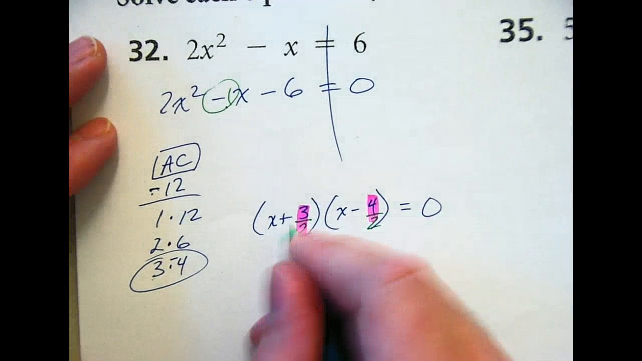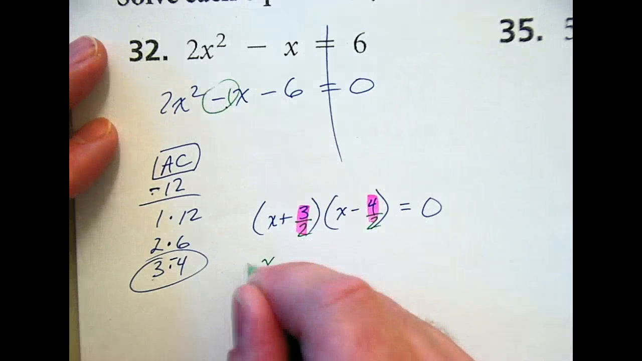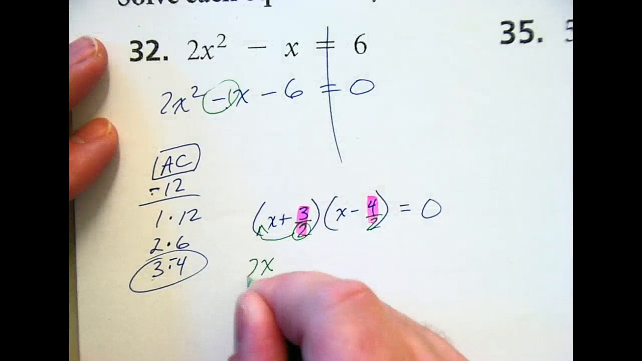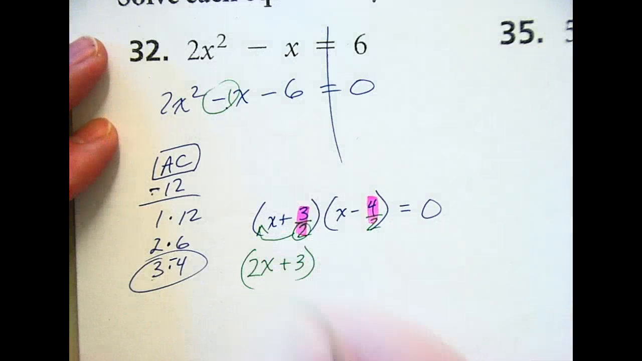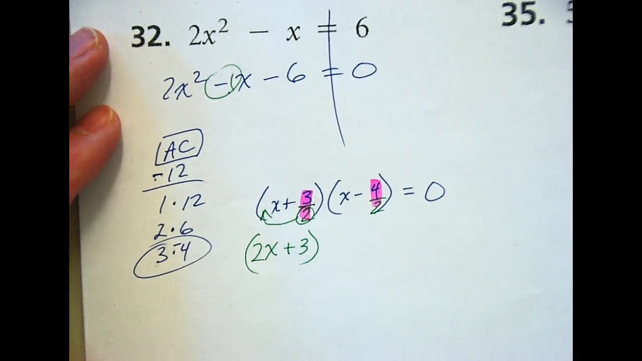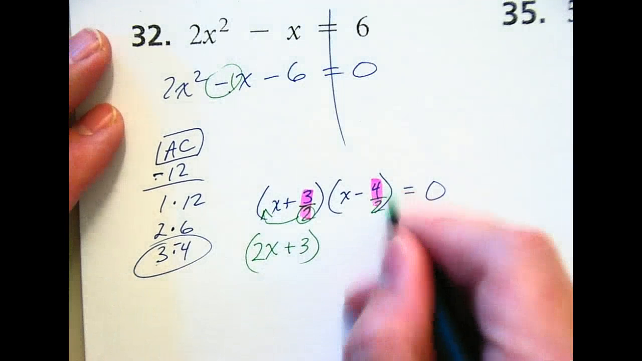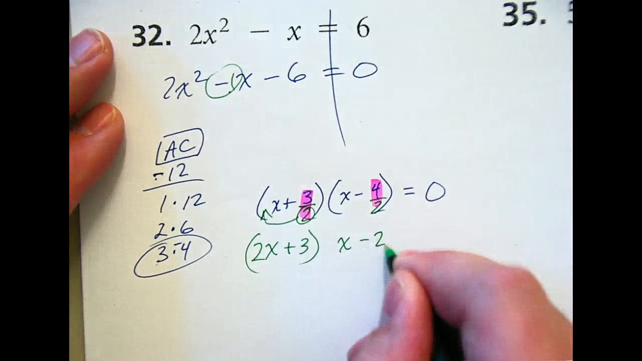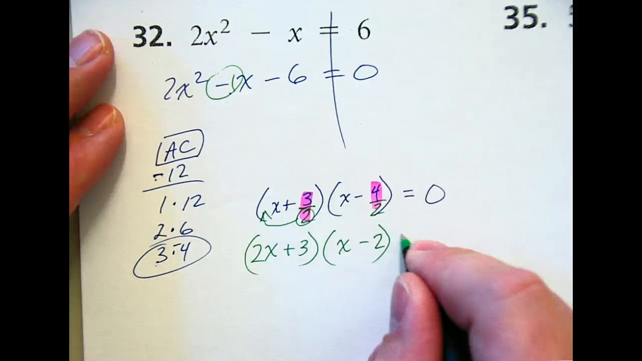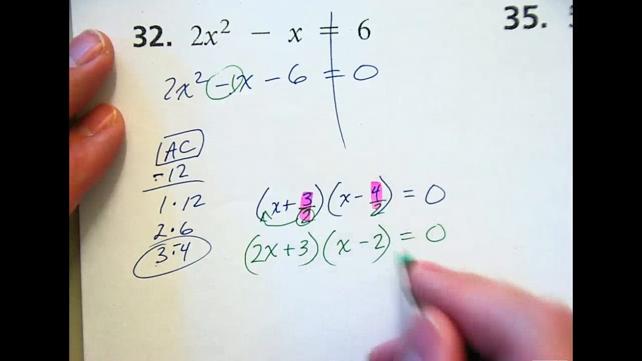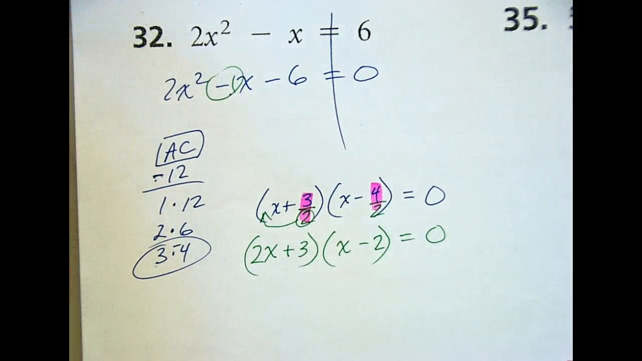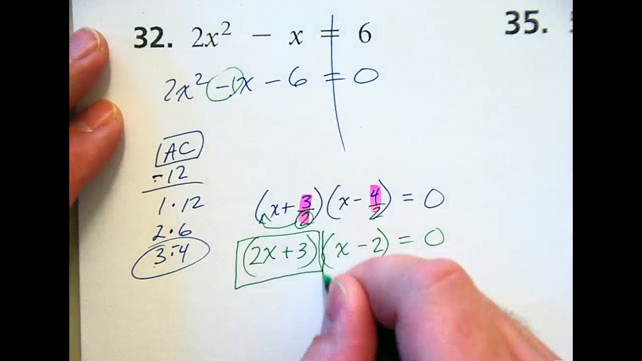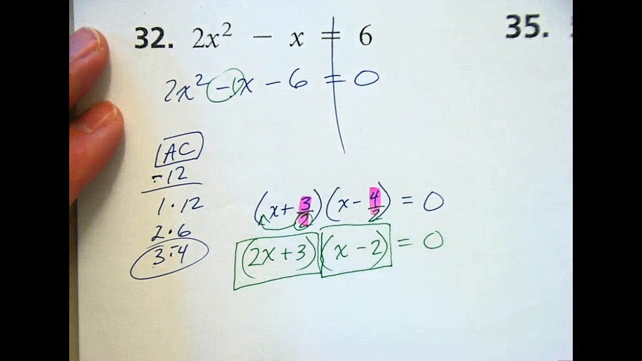When I divide by a, this piece right here, I can't reduce that, so the 2 moves out to the front. It becomes 2x plus 3. When I divide by a here, I can actually reduce this piece. What's it reduced to? Negative 2. To 2. So nothing goes out, it just reduces. So now I have 2 terms, or excuse me, 2 factors multiplied together to make 0.